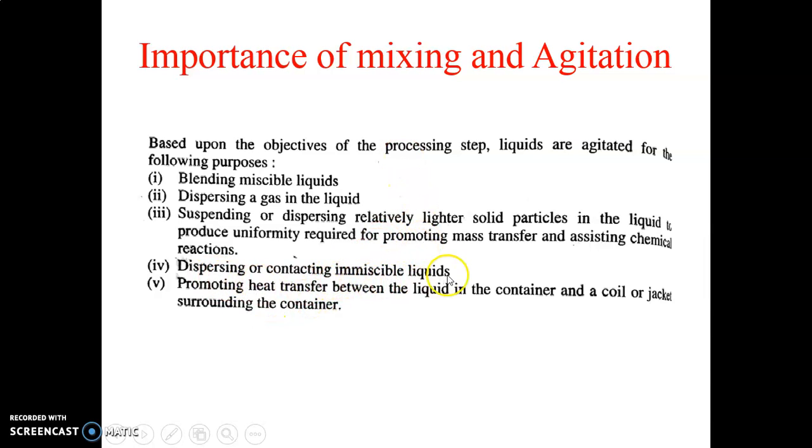Dispersing or contacting immiscible liquids. Immiscible liquids means liquids like benzene plus water. So that mixture is called immiscible. So heterogeneous mixtures are also mixed by mixing or agitation. Then promoting the heat transfer between the liquid in the container and a coil or jacket surrounding the container. That means sometimes if you want heat transfer in the liquid, at that time also mixing or agitation may be carried out in a petrochemical industry. So these are the objectives of the mixing.